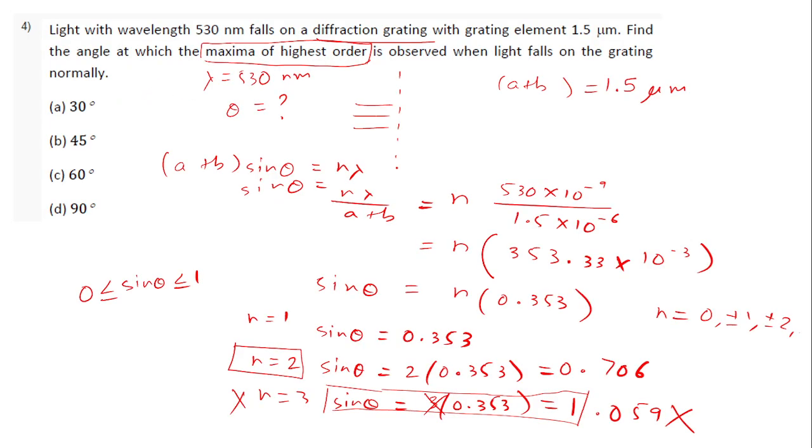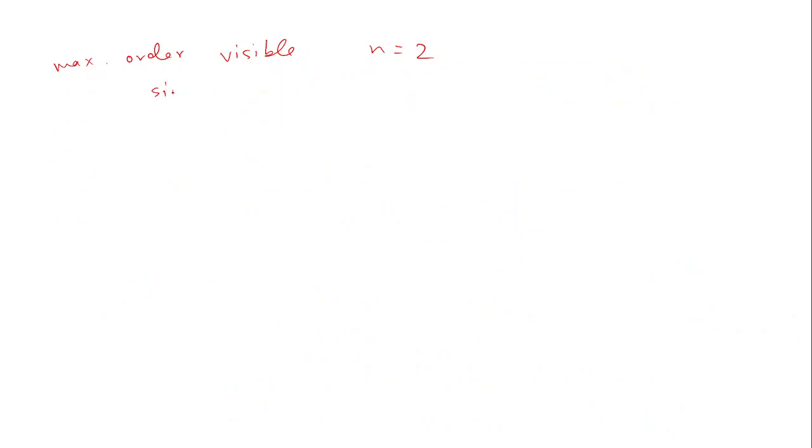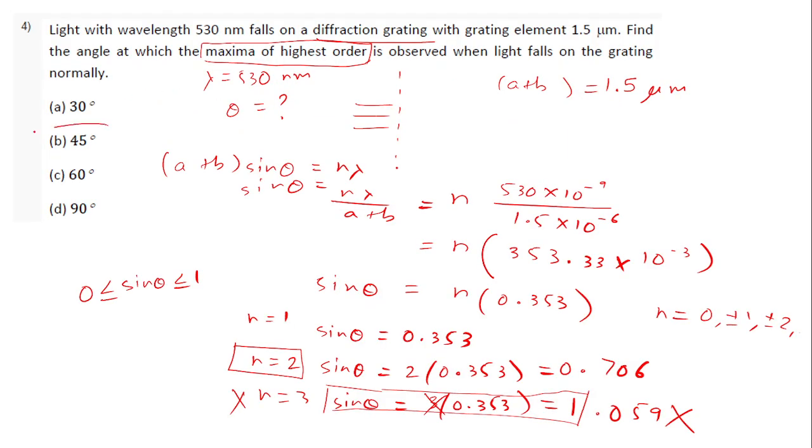So the maximum order that we will be able to see will be second order diffraction, and at which angle it will happen. For maximum order, which is n equal to 2, the value of sine theta will be 0.706. When we take sine inverse of this, using a calculator, we will get 45 degrees. So at 45 degree diffraction we will get the second order, which will be the maximum order diffraction. The correct answer for this question is B, 45 degrees.